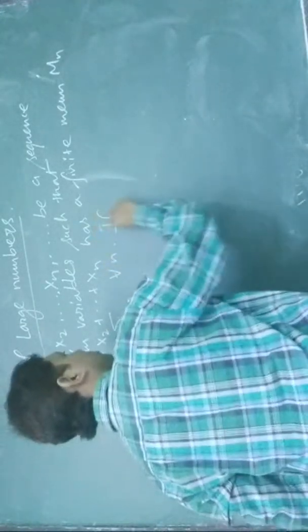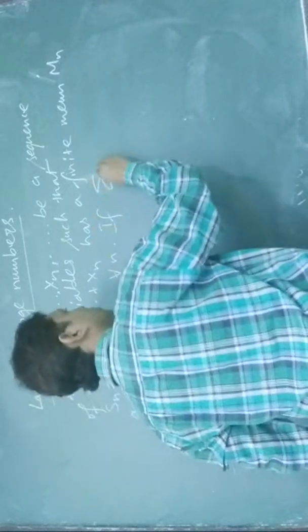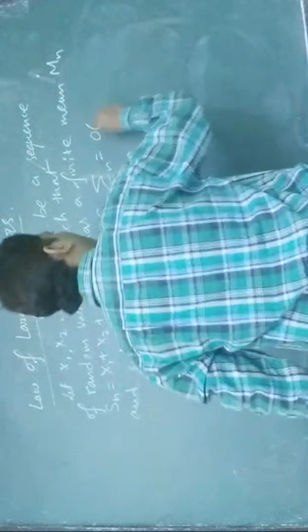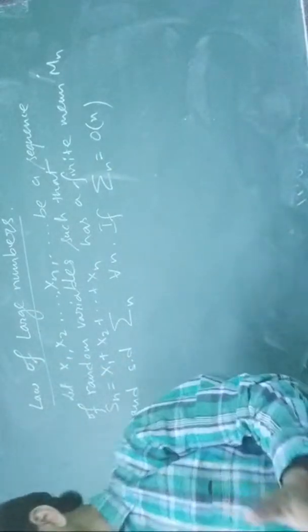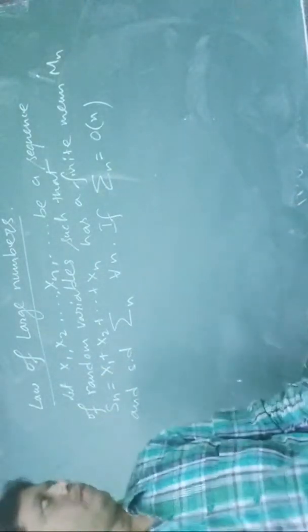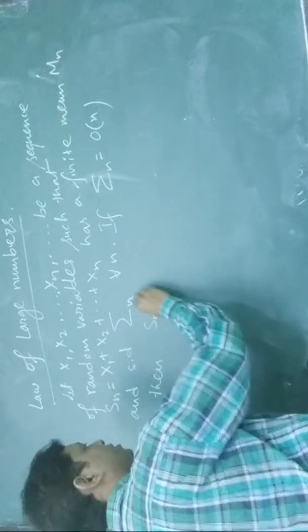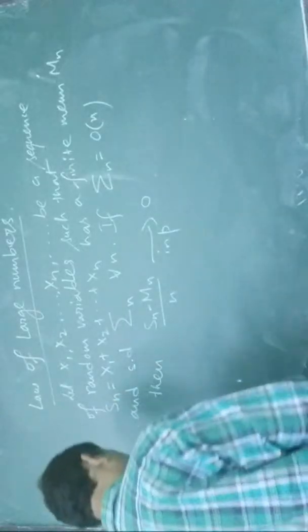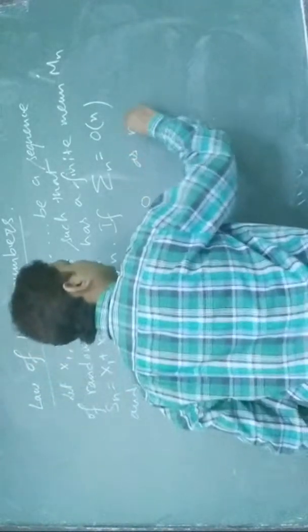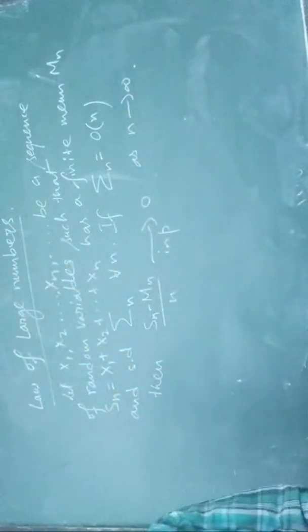If sigma n is order of n. What is the meaning of order of n? That means sigma n tends to 0 as n tends to infinity. That is the meaning of order of n. As n tends to infinity, sigma n tends to 0. Then Sn minus Mn by n tends to 0 in P as n goes to infinity. This is the law of large numbers.